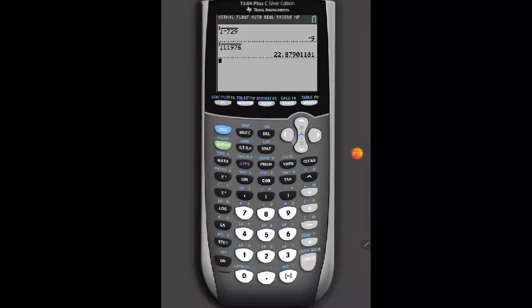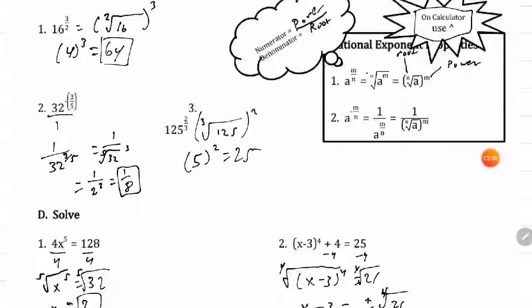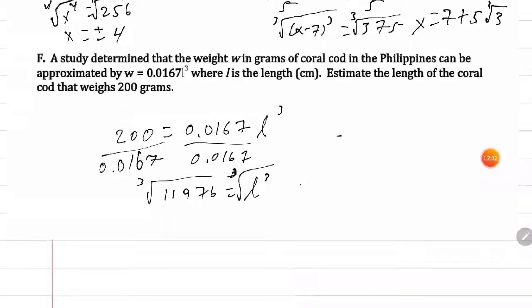Our answer is 22.88. And since we're dealing with length, centimeters. So if we have a 22.88 centimeter coral cod, then it'll weigh around 200 grams. Okay. That's it.